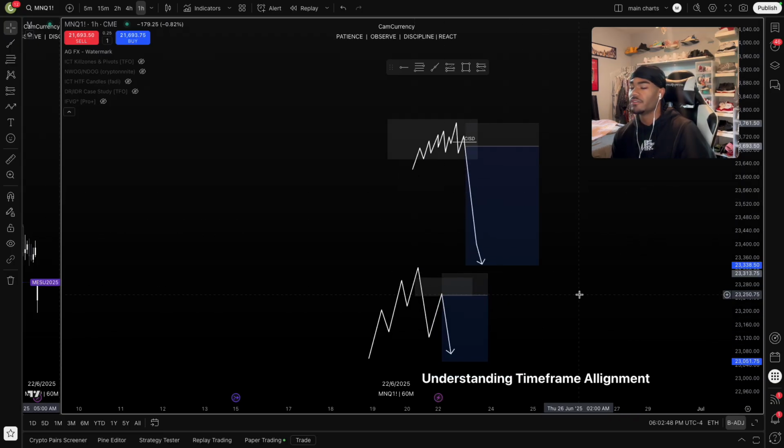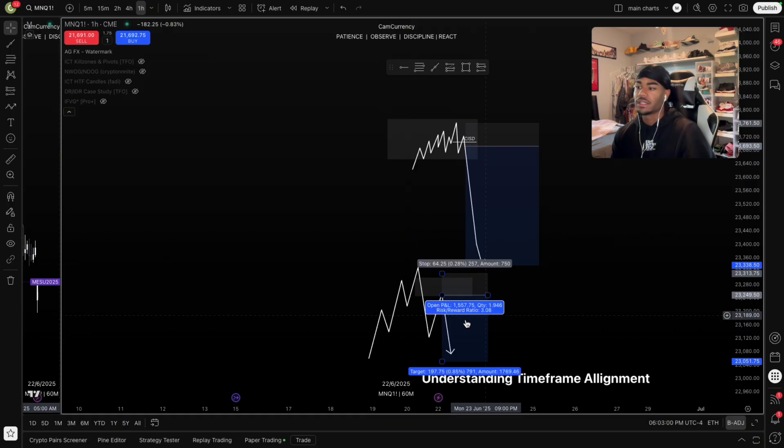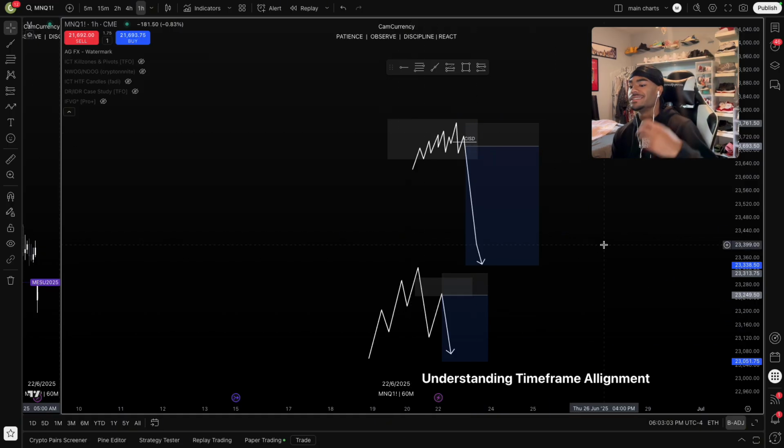Now you have a much better risk to reward trade. It's the same exact thing. This can be a 5-minute chart, an hourly chart, a 4-hour chart. Say this is a 4-hour, this will be the 15-minute. So 5 minutes will be a 15-second. The 15 minutes will be a 1 minute. And just understanding time frame alignment. And this is how you can get the better risk to reward trades.